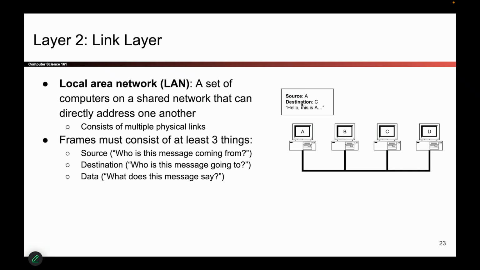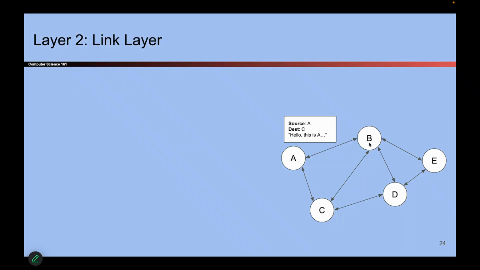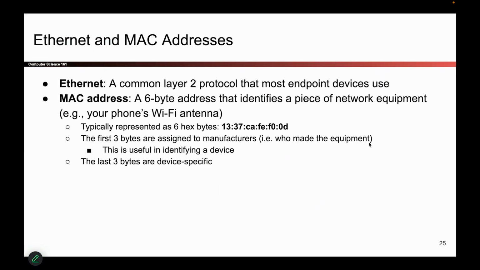But in reality, do we label computers A, B, C, D? How do we actually give the computers some unique identifier to say who they are? We don't use A, B, C, D. Instead, at layer 2, we use something called a MAC address.